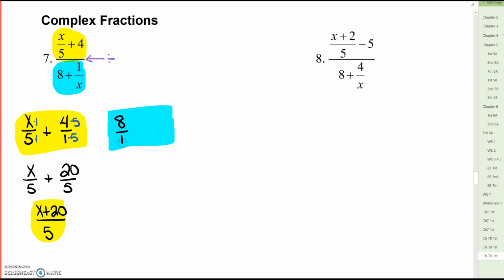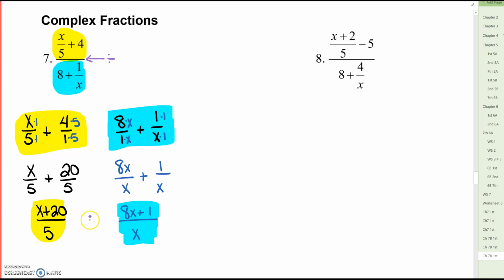8, I'm going to change that into a fraction by putting it over 1, plus 1 over x. If we multiply the right side by 1, that's not really going to change it. The left one, what do we need to multiply that one by? X. That's where I was getting that x from the previous problem. Now we have 8x over x plus 1 over x. Now we have a common denominator, so we can add the tops together. 8x plus 1. There is the simplified version of the original bottom part.